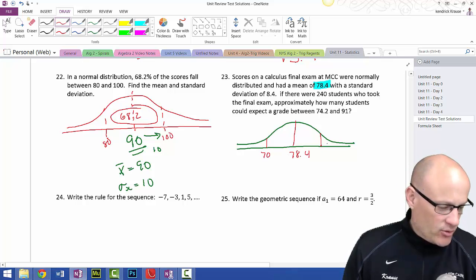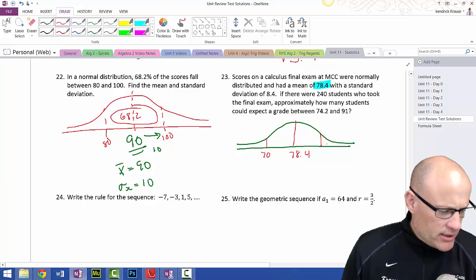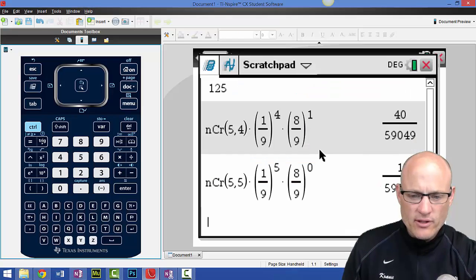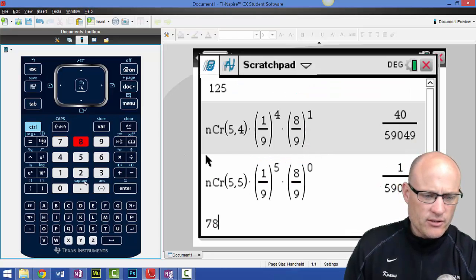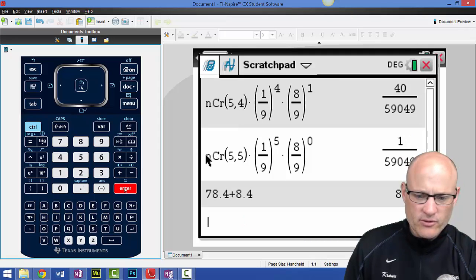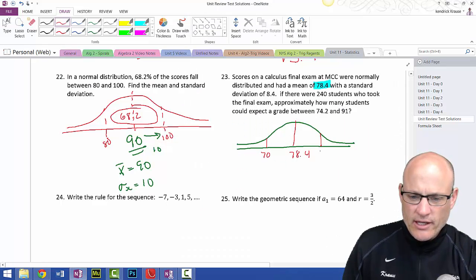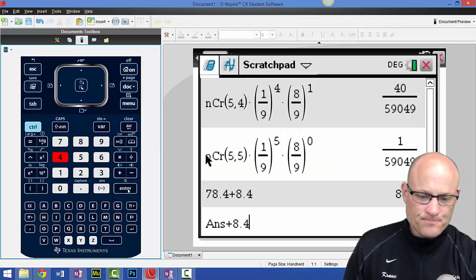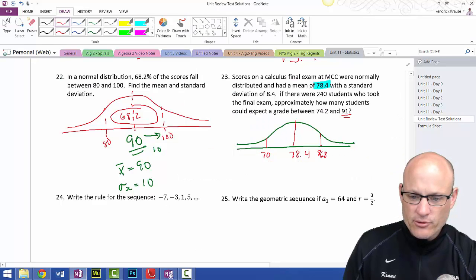This one's not so easy. 78.4 plus 8.4, I think it's 86.8. That's weird. I want to get to 91, so let me add another one. Plus 8.4, 95.2.